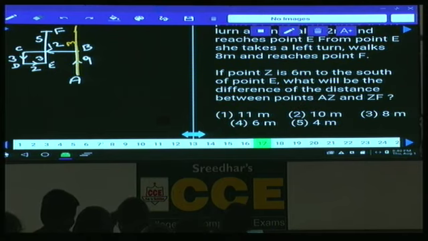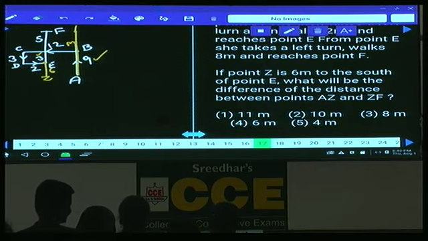Question 17. Point Z is 6 meters to the south of E. That means this is Z, 6 meters. Now this is 3 and this is 6, 3 plus 6 equals 9. And what will be the difference of distances between AZ and ZF? A and Z, and Z and F. A and Z, what is the distance between these two?